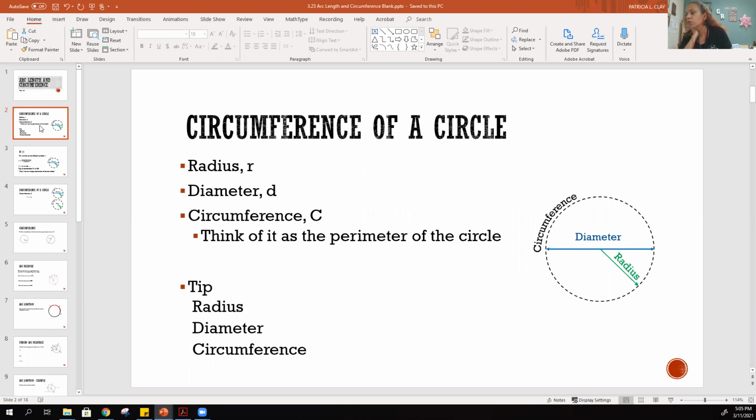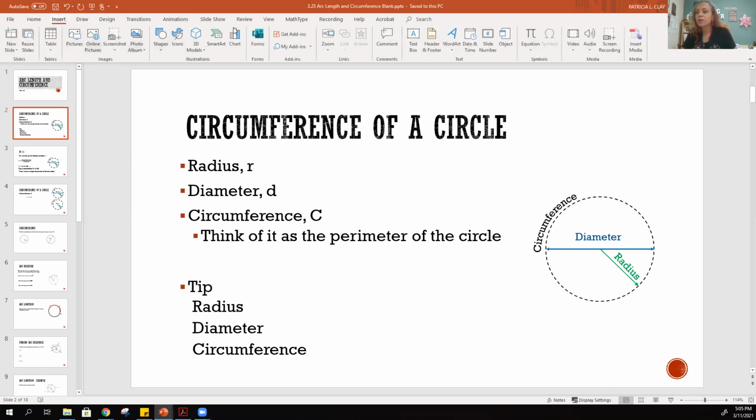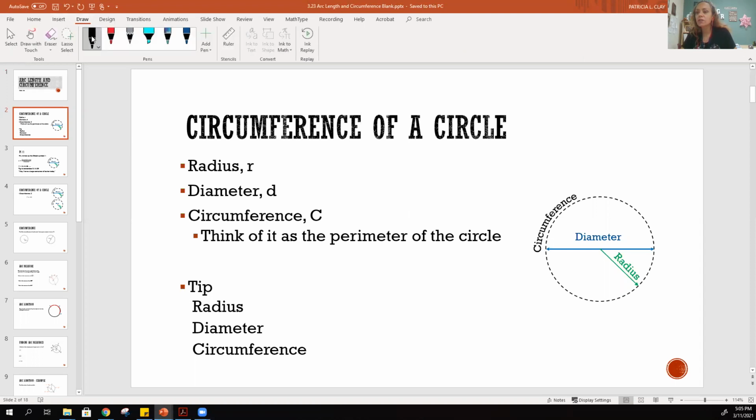So if you see our circle right over here, a little pin right here, we have our radius coming across. It is half of our circle. Then we have the diameter. If we cut our circle completely in half, this would be our distance across it as well. And then finally, we have the circumference of a circle. And our circumference of a circle is all the way around our circle.